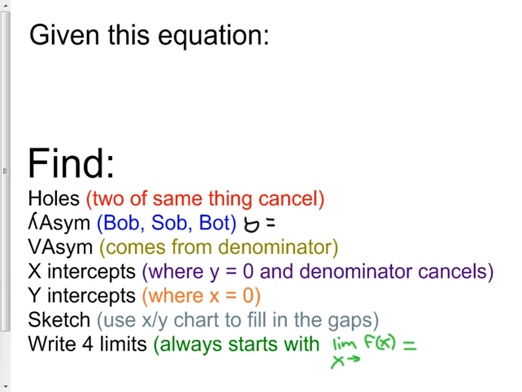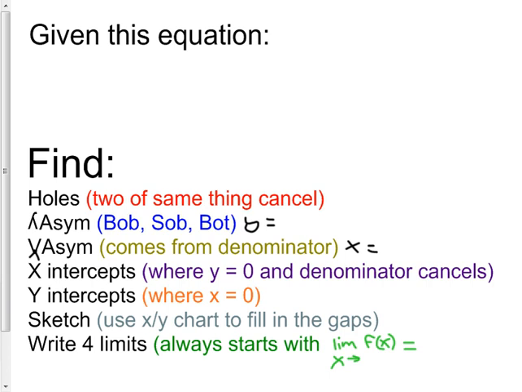The V, the vertical asymptotes, they come from the denominator. V is sort of like, can grow into like the X things because those are X equals things. The x-intercepts are where y is 0 and the denominator cancels. The y-intercept is where x is 0. You can sketch it using an XY chart to fill in the gaps.